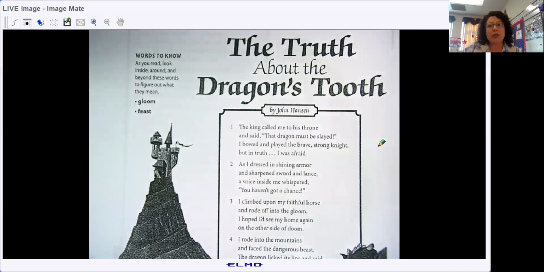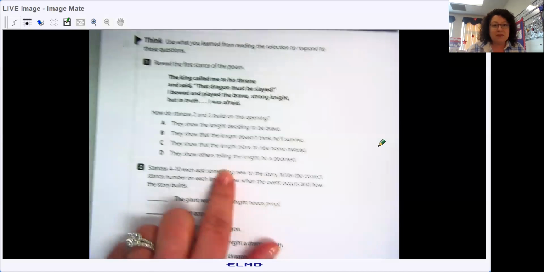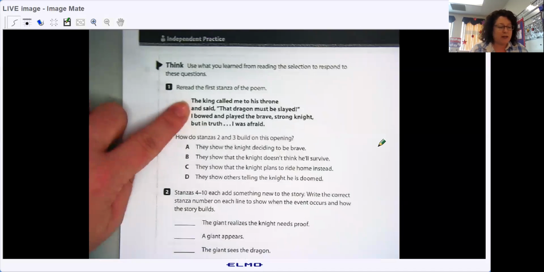Take a sip of water while you're reading. Okay, you've read stanzas 2 and 3 again. Remember, you've got to do all the work. I can't read everything for you. And it says, how does this help build upon it?